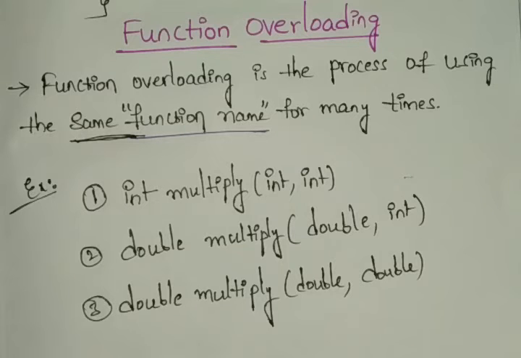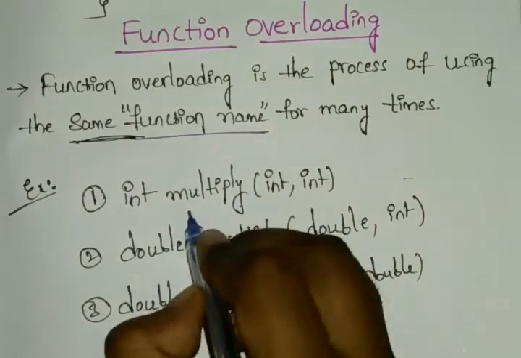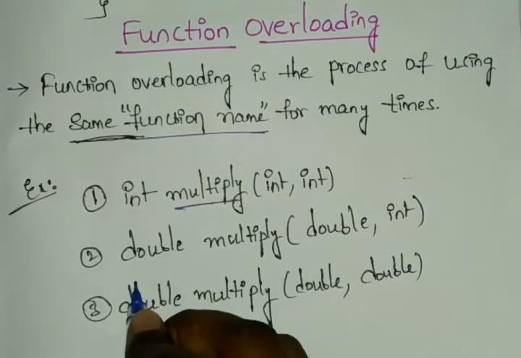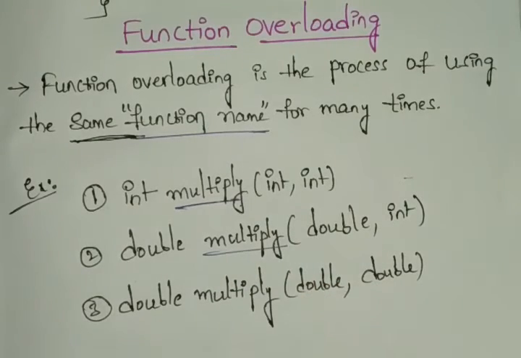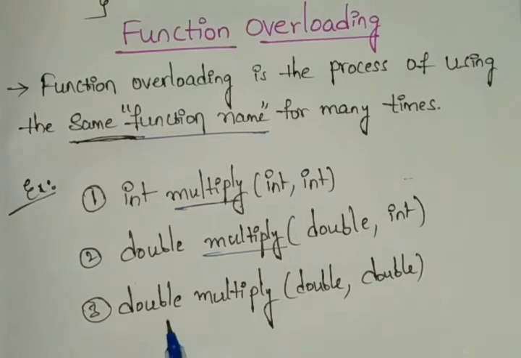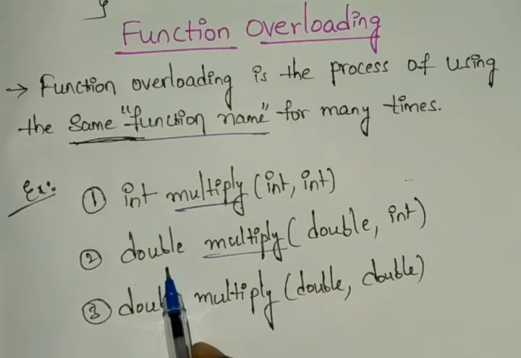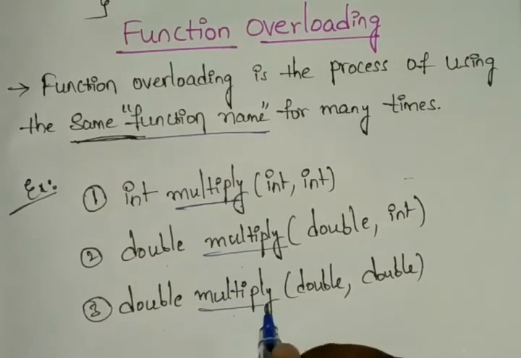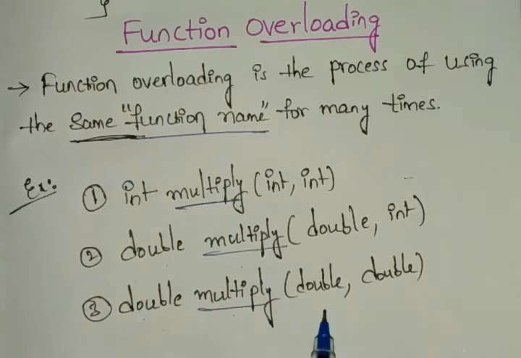Okay, that is good. But you can see here, in the integer data type we took multiply, and in the double data type we took multiply, and also you can see double. Here we already have double with multiply, and again we took double with multiply. But here we are passing different parameters, right? There is no problem. If you are passing the same variables, then it is again a function overloaded type.